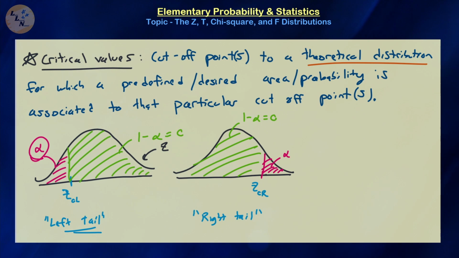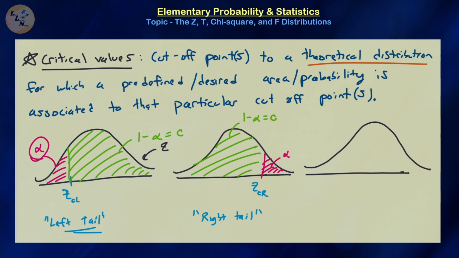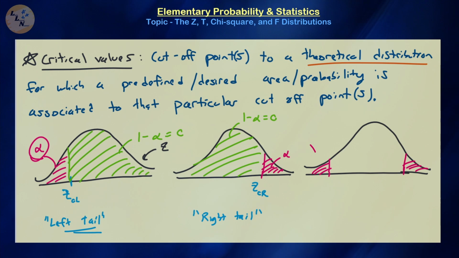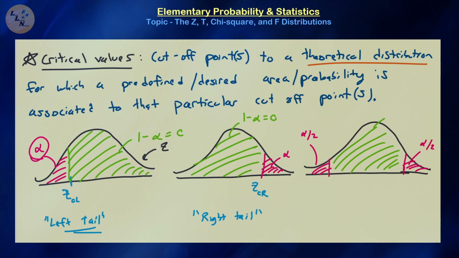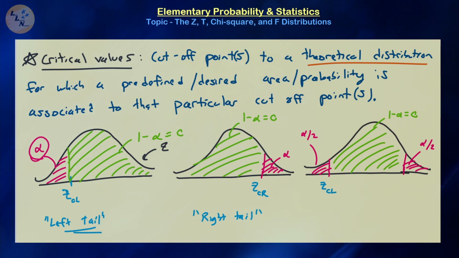And then we're going to have another picture. Let us assume that we want the alpha to be equally distributed in both of the tails. If it's symmetrically distributed, that means alpha over 2 is going to be in the left, alpha over 2 is going to be in the right, and although this picture does not look symmetric, let's pretend that that is 1 minus alpha, or c. So if that is the case, that means we're going to have two critical values, ZCL and ZCR, and this is what we call two-tail critical values.